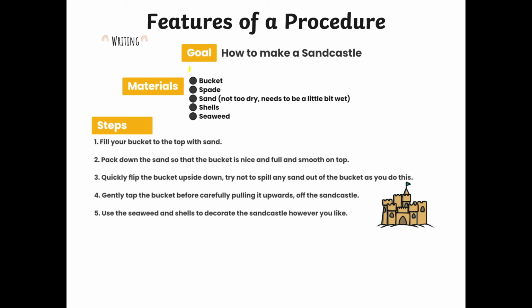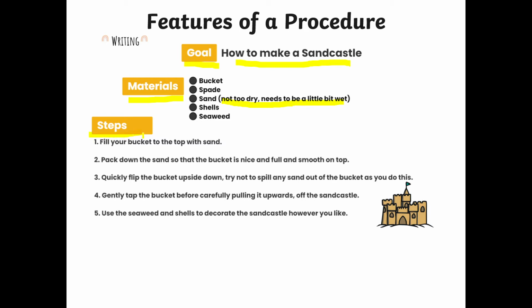So, a feature of a procedure is always to have a goal, and in this case, how to make a sandcastle. It has materials where they are listed, so bucket, spade, sand, shells, and seaweed. And notice how it was very clear about what kind of sand you need. It's not too dry and needs to be a little bit wet. That's quite important in that material section.